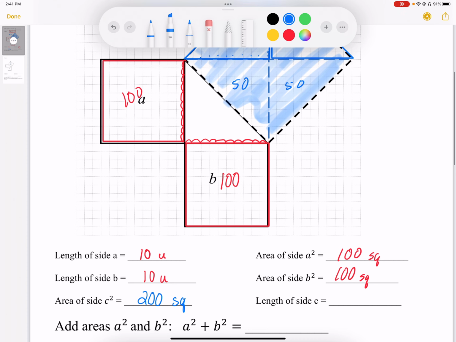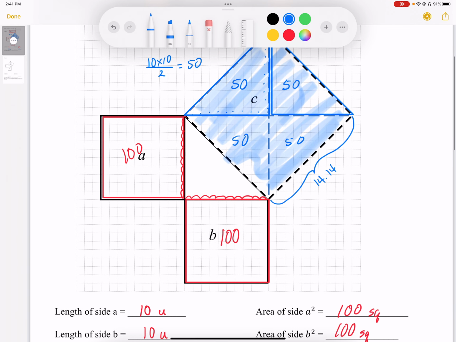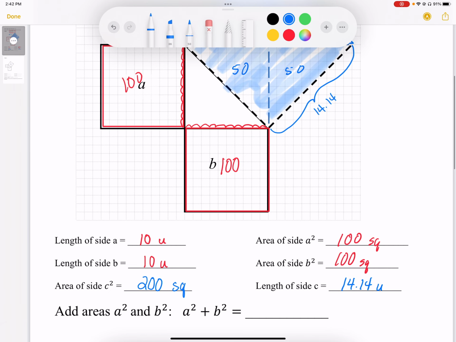That makes the length of side C, we have to square root it. The square root of 200 ends up being 14.14. That's units. So that edge length is longer than A and B, but it's not A plus B. A plus B would be way too long. 10 plus 10 is going to be way longer than the actual edge length of 14.14.